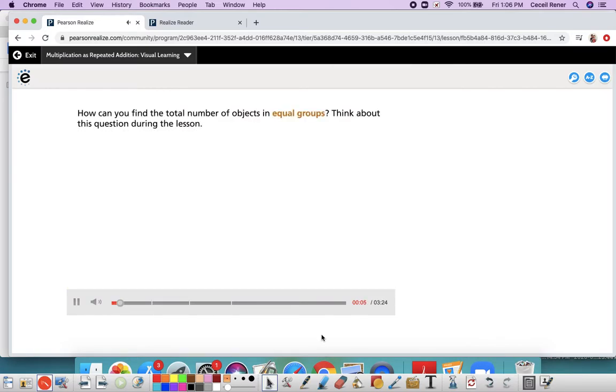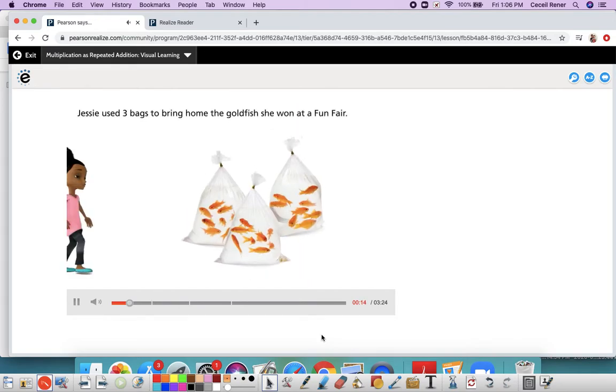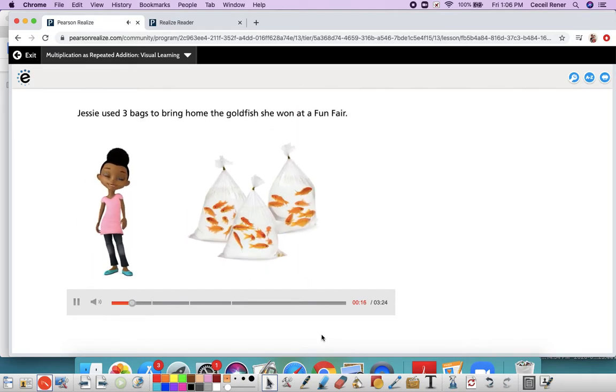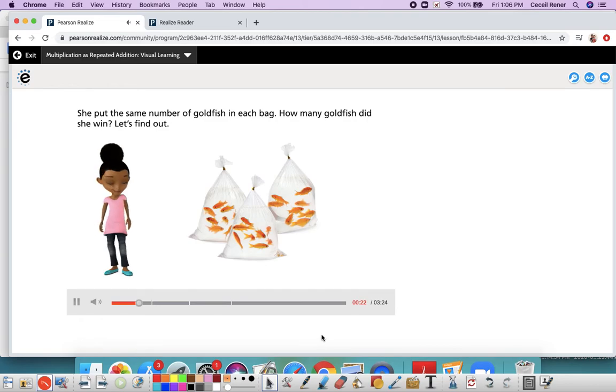How can you find the total number of objects in equal groups? Think about this question during the lesson. Jessie used 3 bags to bring home the goldfish she won at a fun fair. She put the same number of goldfish in each bag. How many goldfish did she win? Let's find out.